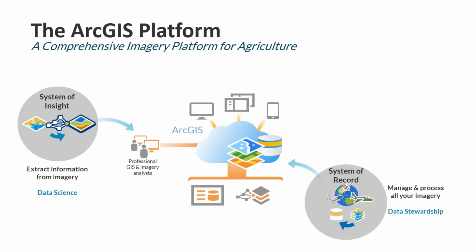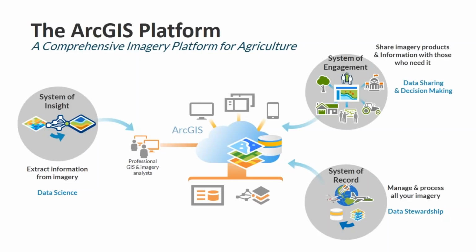Then there's a system of insight, which is how to extract information from imagery. Hopefully we'll give another webinar to the agricultural community more focused on the image analysis capabilities, but really focusing on the data science aspect of extracting information. And then there is a system of engagement, which is really about things like the web applications that I've been showing. These are simple applications that allow large numbers of users to very quickly interact and quickly make decisions based on the information and products that you've actually served to them. So basically it's about data sharing and decision making.